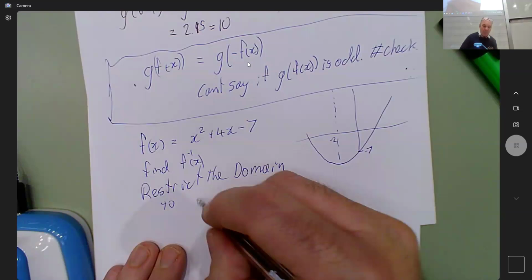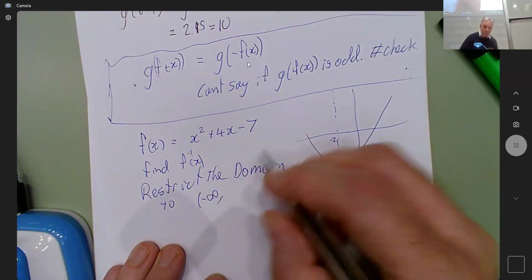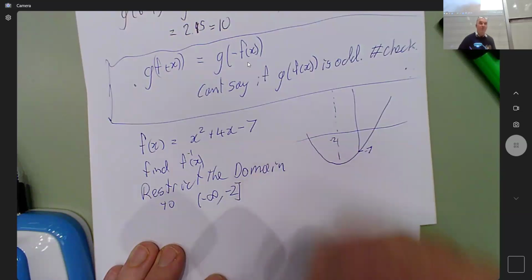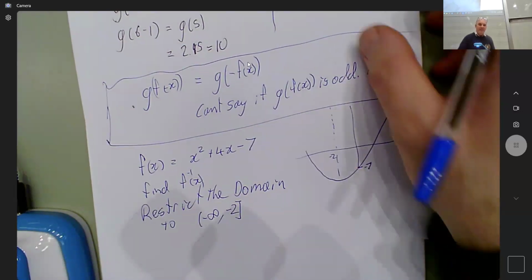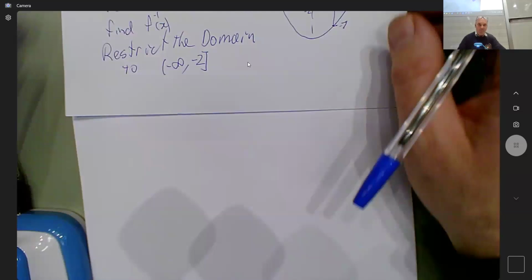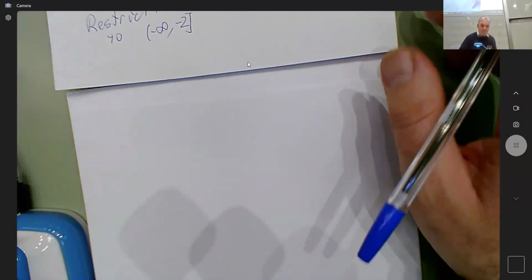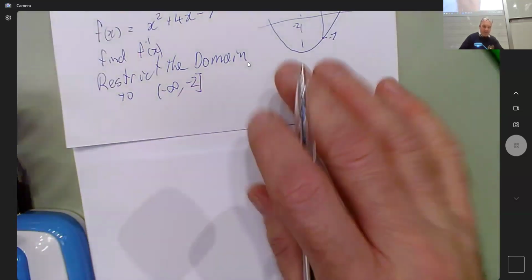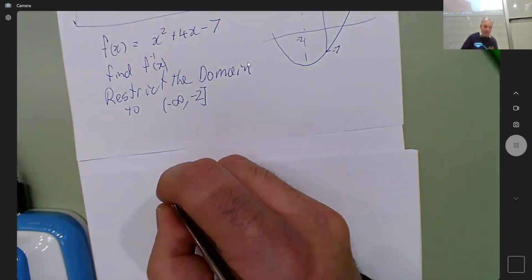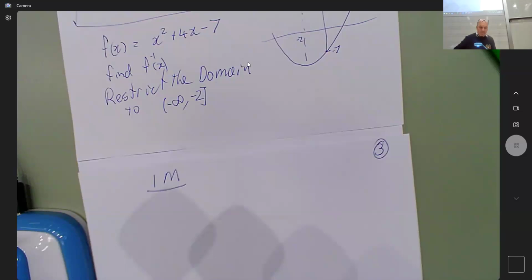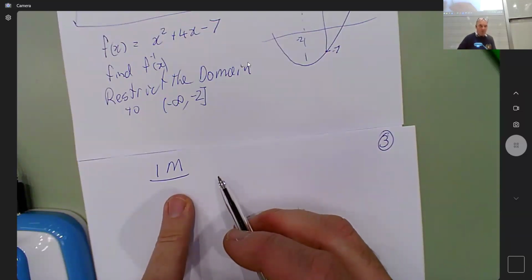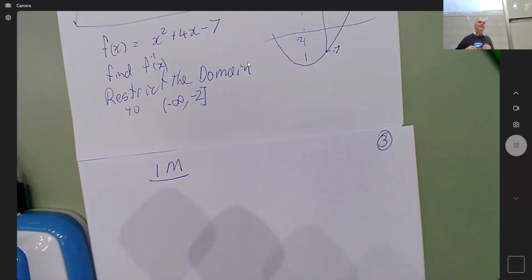I am going to choose negative infinity to -2, and I can include -2. That's a great place to start. All well and good. Then next step. The phrase you are looking for is complete the square.